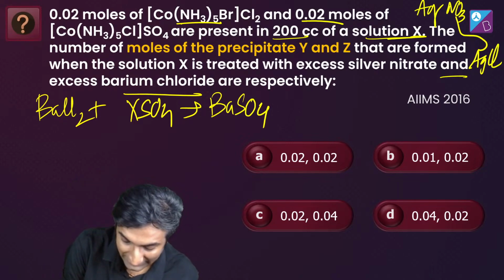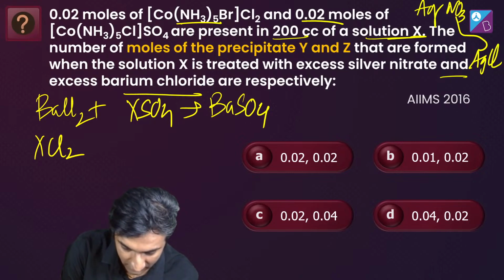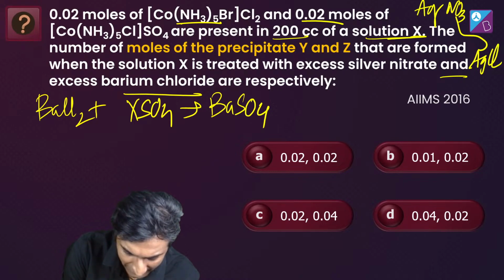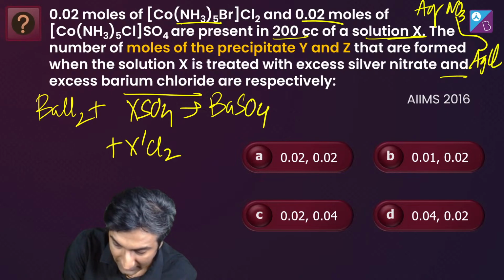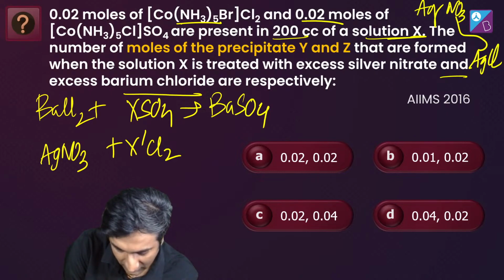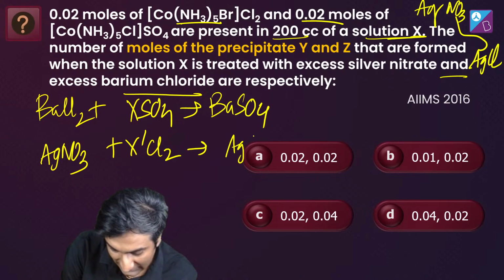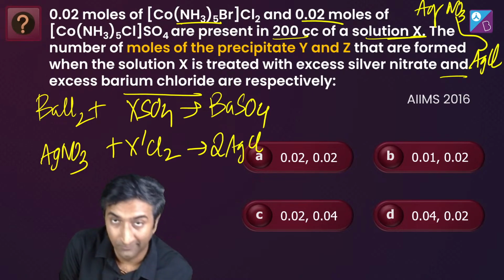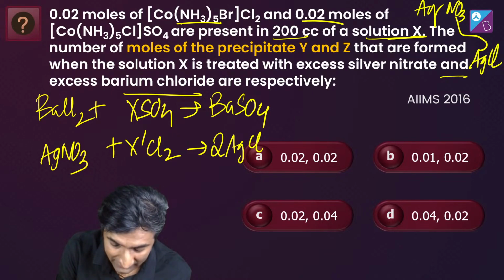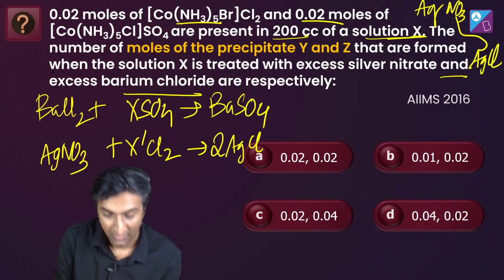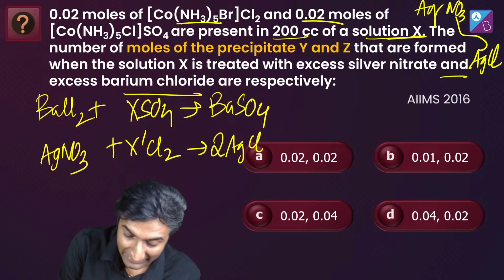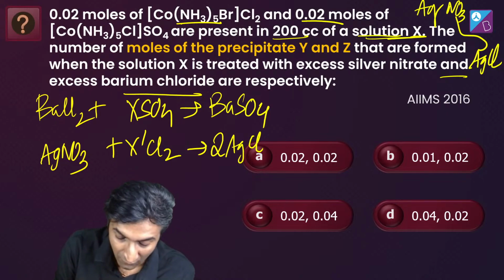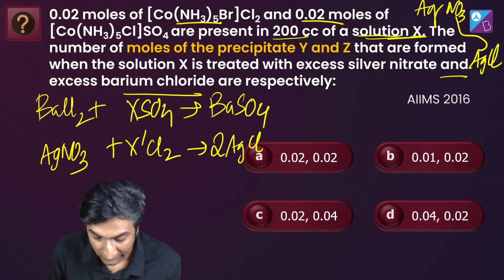This is XCl2. ठीक है, Ba और इसको मैं साथ में लिखता हूं, right? X मतलब X dash लिखता हूं. ठीक है, X dash Cl2 because यहां Cl2 लिखा है plus AgNO3 will give me AgCl but 2 moles. बैलेंस करो बैलेंस करो बैलेंस करो रिएक्शन. ठीक है, did that help? Did that help? Are present in 200 cc of a solution X. The number of moles of precipitate of Y and Z कितना होगा?